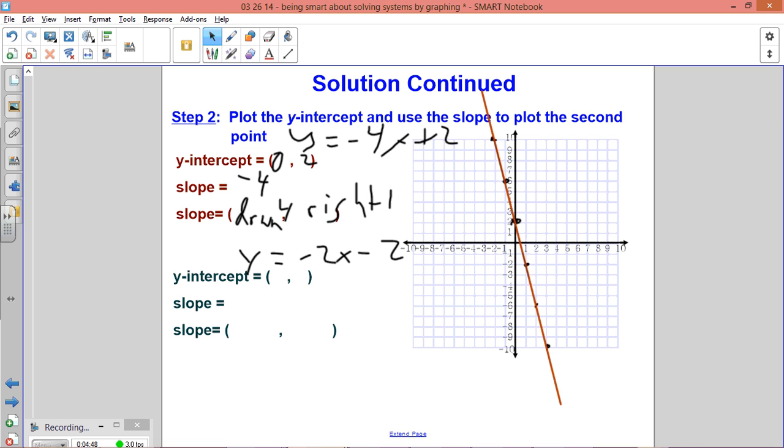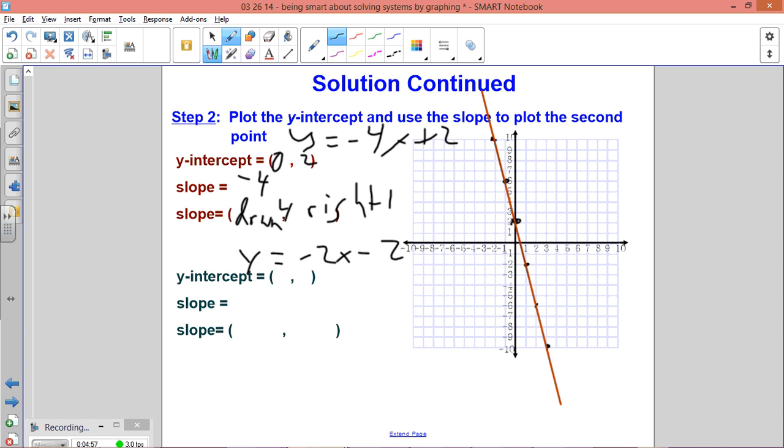So next one, I have y equals negative 2x minus 2. I know that my y-intercept, I'm going to start at negative 2. The slope is -2, so it tells me to go down 2 and right 1. And so I start at -2 as my y-intercept. I go down 2, right 1. There will be my next point. I go down 2, right 1.